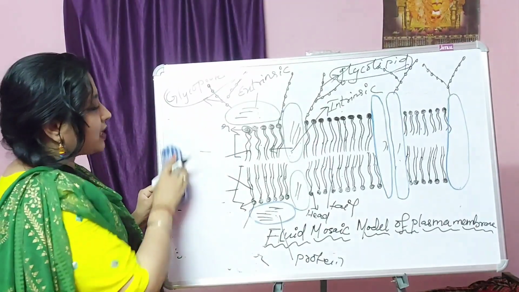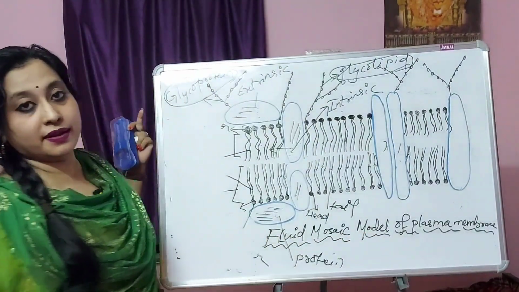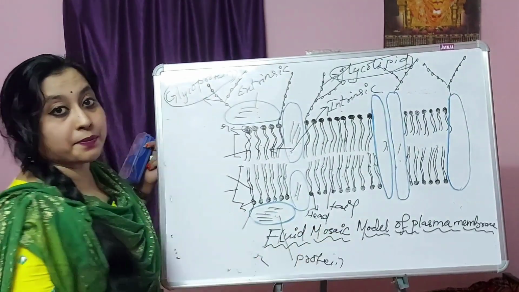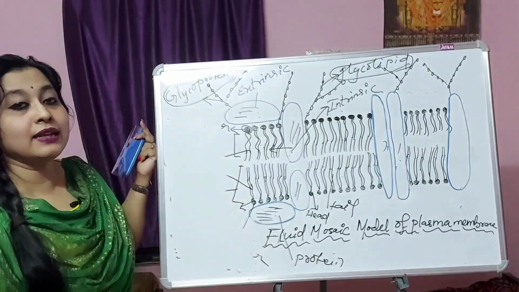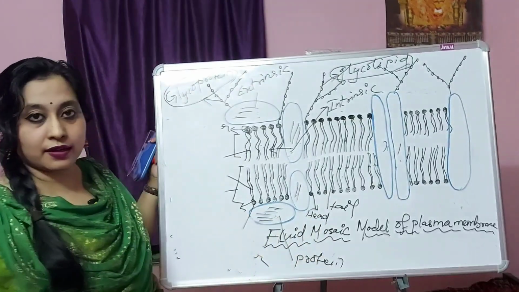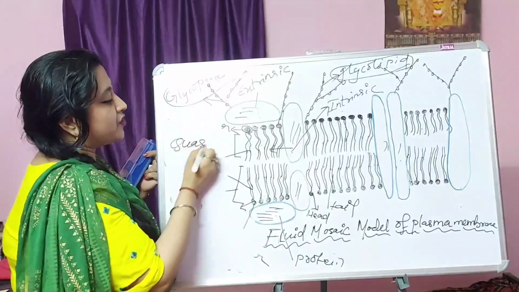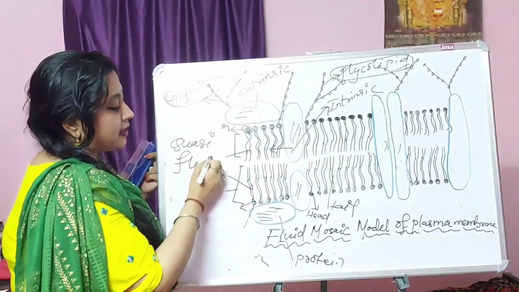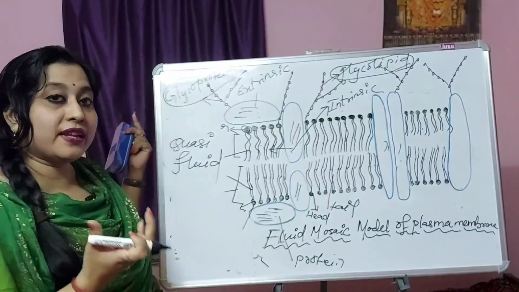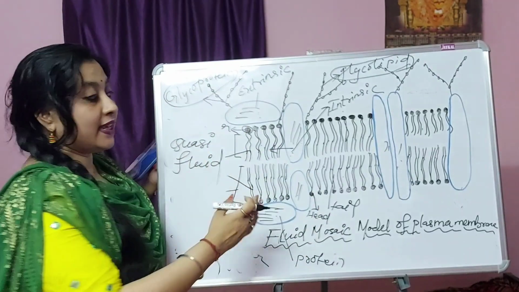But the most accepted hypothesis, and a very important part of the cell chapter, is the fluid mosaic model of plasma membrane. It was given by Singer and Nicolson. According to them, the lipids are quasi-fluid in nature. Quasi-fluid means semi-fluid, and due to this semi-fluid nature of the lipid, some proteins can move inside the lipid layer. They can easily move inside.